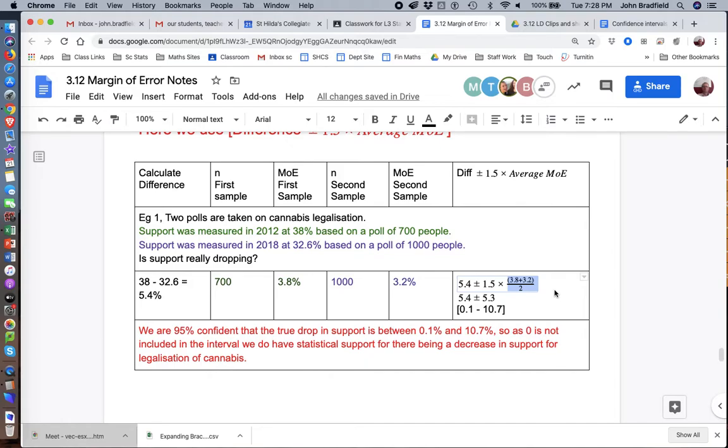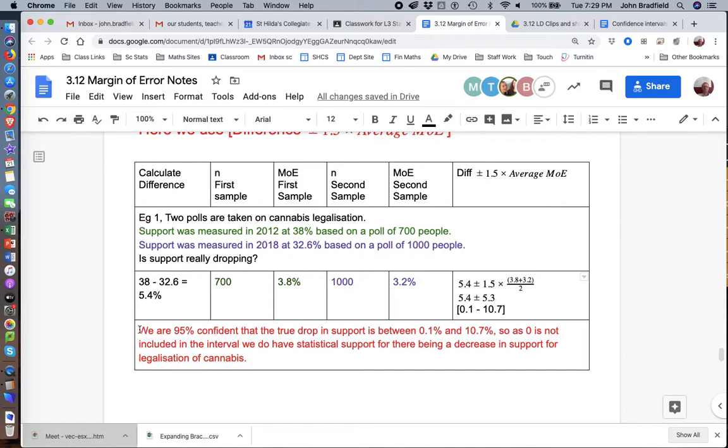Now, if we apply this, what is important is the 5.3 is less than the actual distance. That's really what we care about in practice. If I then add the 5.3, I get 10.7. So the drop or the decline in support could be as much as 10, nearly 11%. That's what that says. And the 0.1 means the decline could be, once we apply a margin of error to both, as little as 0.1%. Now, this is dangerously close to 0, but it's still more than 0. So even at the extreme low end, we've got implication of a drop in support.